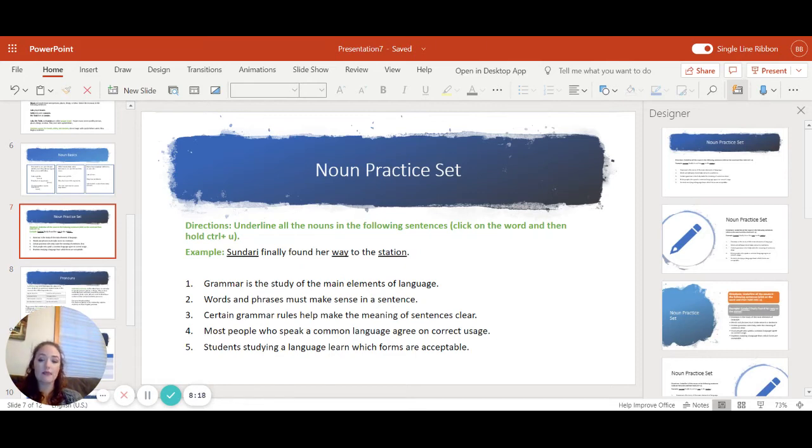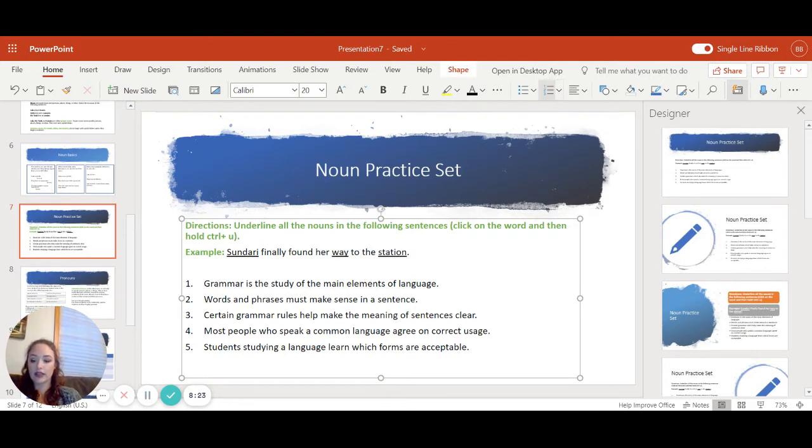Grammar is the study of the main elements of language. So all you do is click on the word and then hold Control and U to underline. Grammar is a thing. The study is a thing. The main elements is a thing. And then language is a thing. So we get a lot on that one. All right? So grammar is the study of the main elements of language. Go ahead and pause me and finish numbers 2 through 5 on your own, and I'll meet you at the pronouns.